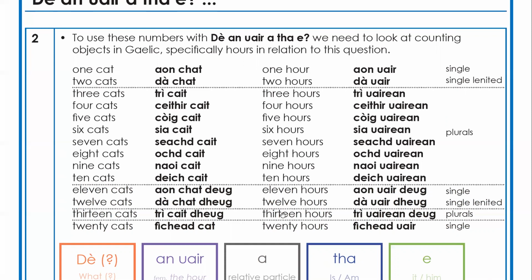Like 1 and 2, 11 and 12 also take the singular. So un chat diag, da chat diag. 1 cat 10, 2 cat 10. So they are singular and lenited where appropriate. And da here is so strongly leniting, it's causing cat to lenite and diag to lenite, where a vowel can't lenite, but the lenition is still being passed over to diag. So da lenites everything.